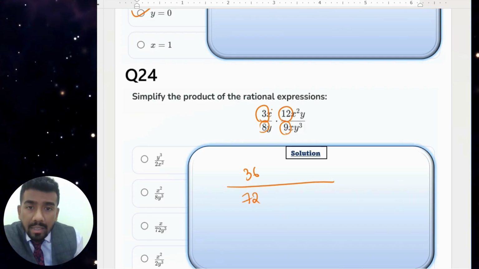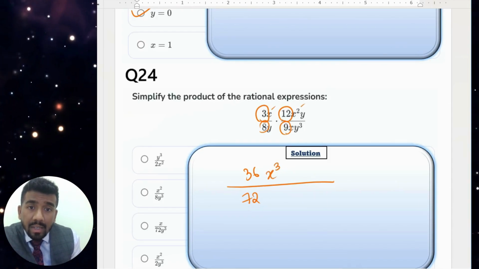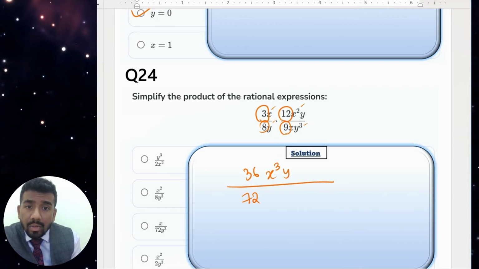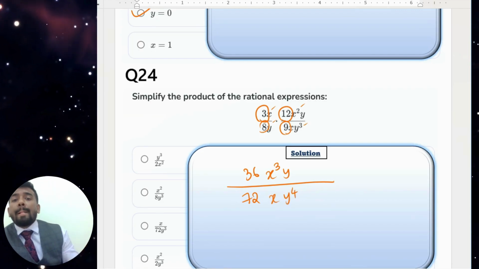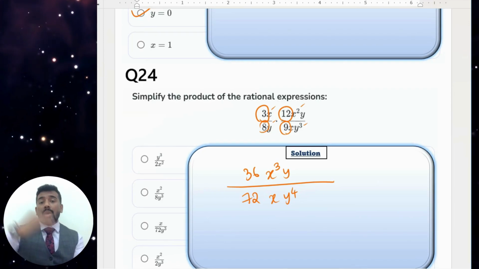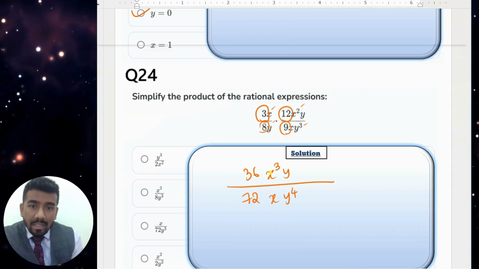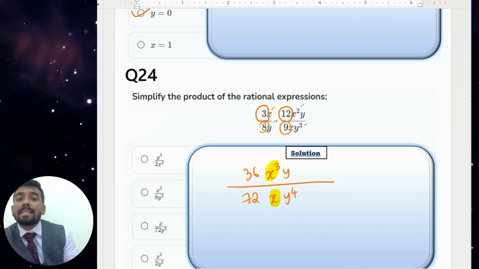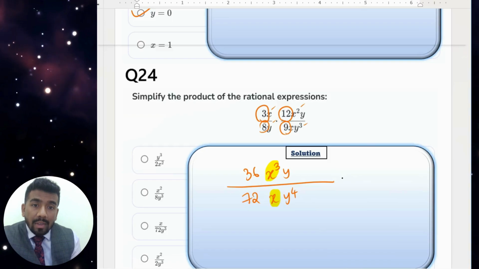And what about x? x squared. When you do times, the powers get added: 3. y alone, y and y^3, it will get y^4, and x alone. Now you have over. Whenever you have over, the powers get subtracted. So you have x^4, x^1. What will you get? x^2. So what will you have? x^2.